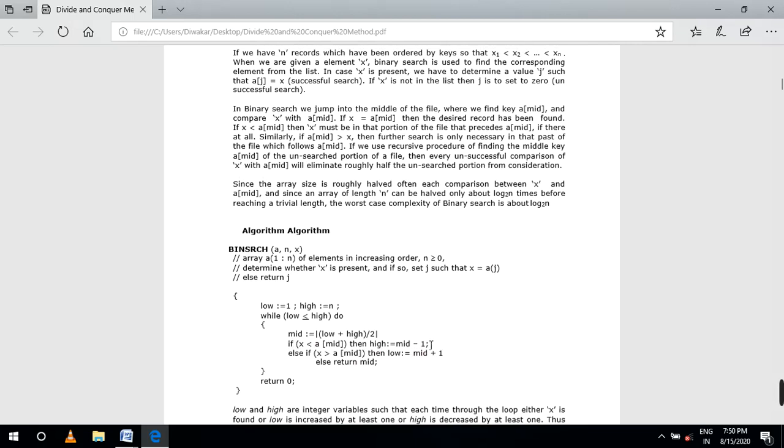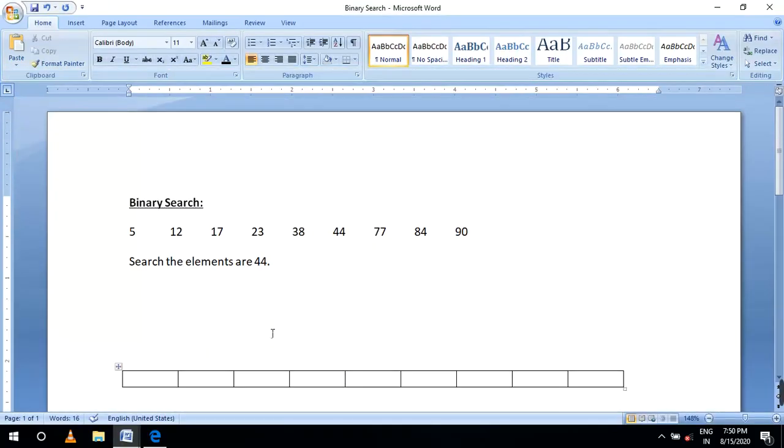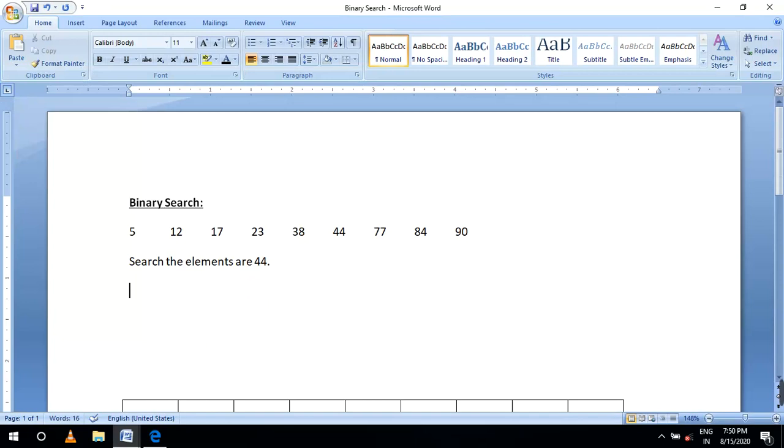I will explain with an example. You just go through and directly go to the example level. First, how will you calculate the mid value? Mid value equals low plus high divided by 2.